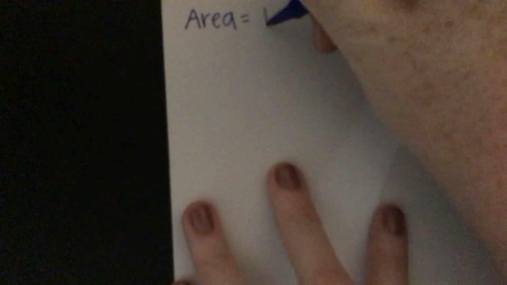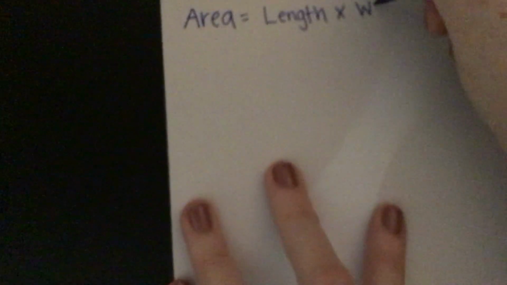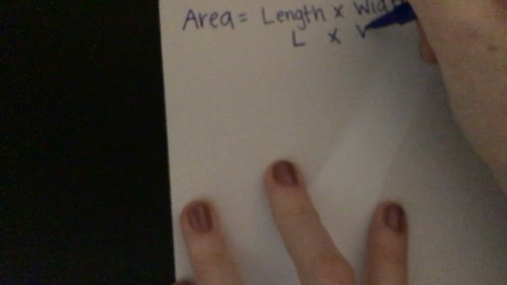So area is length times width, also seen as L times W.